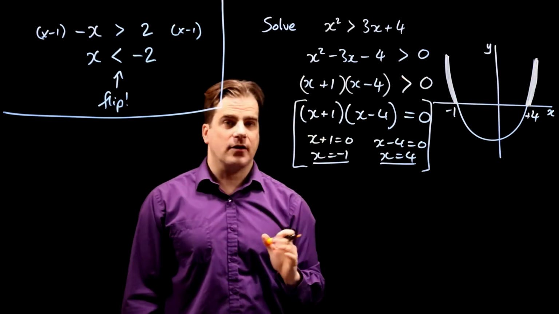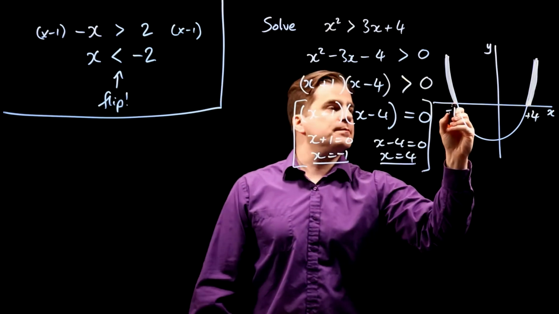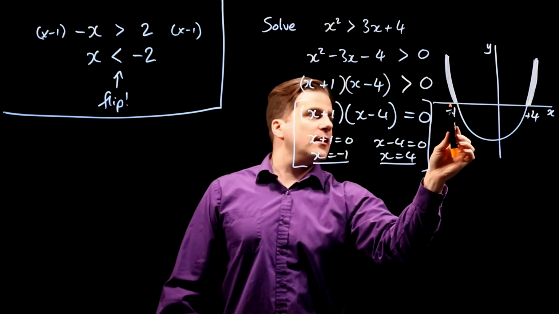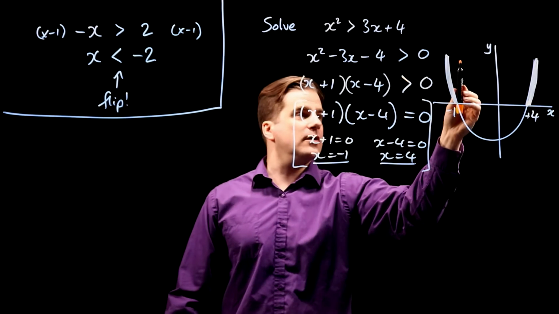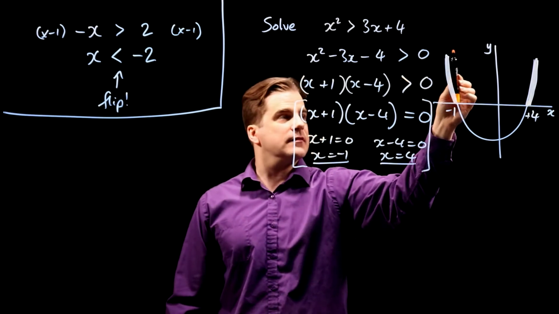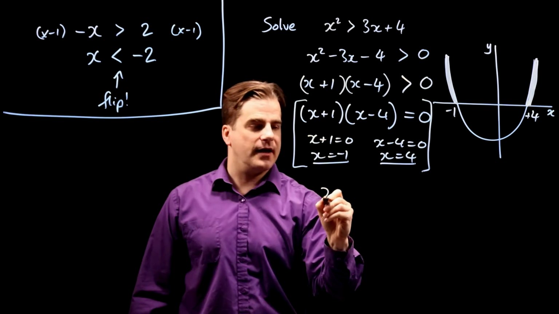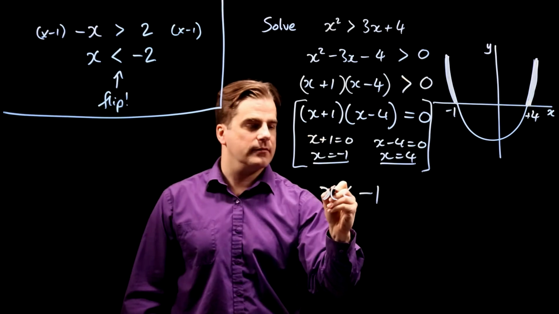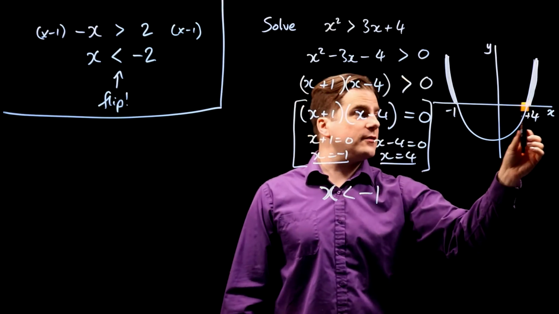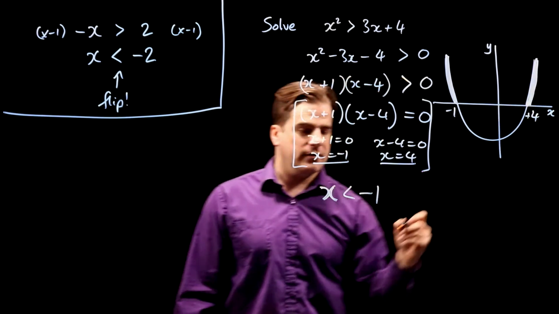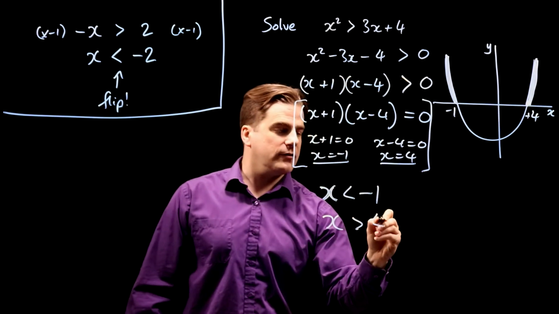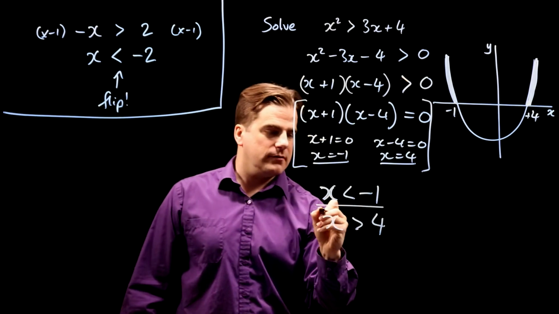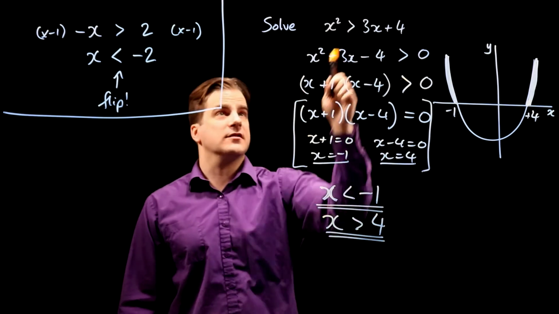So what values of x do they correspond to? Well, as you can see, if we go less than minus 1, that's the bit we're interested in. So we can say that x is less than minus 1. And same here: for values of x bigger than 4, it's greater than 0. So also x is greater than 4. And that's it. That's this inequality solved.